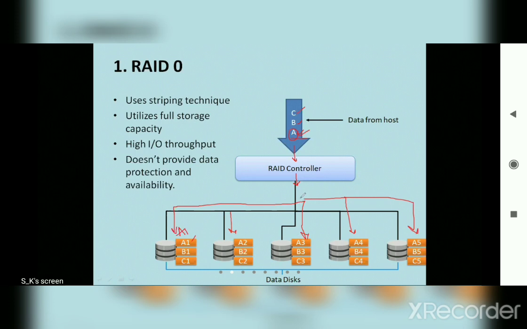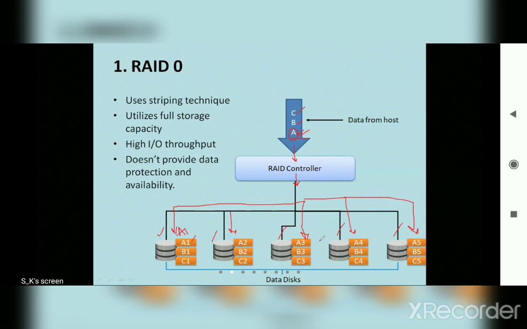Now what happens is very simple. Whenever I request the data, wherever it is available, it is fetched back, so there is no need to search any particular disk. So disk 1, disk 2, disk 3, disk 4 and disk 5 are completely utilized. This is the way RAID 0 performs.